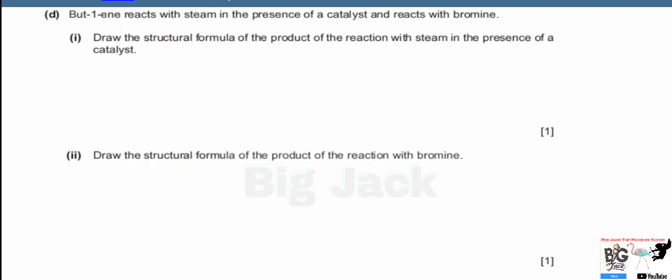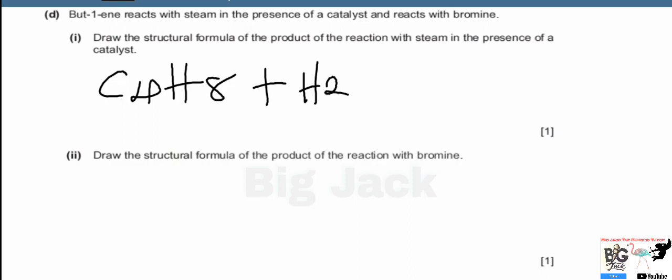But-1-ene is an alkene. Alkenes react with steam or water to produce an alcohol. This process is also known as hydration, because water is added to an alkene. Let me write the chemical equation. We have but-1-ene, C4H8, reacted with steam, which is H2O.